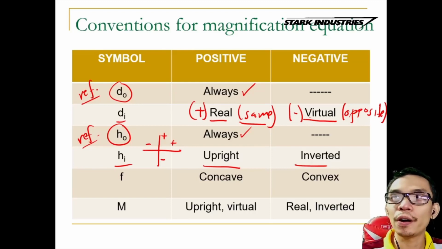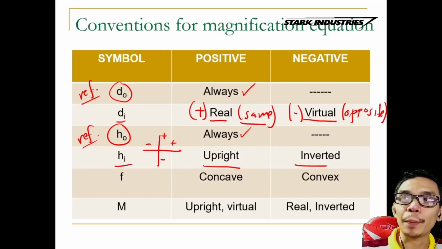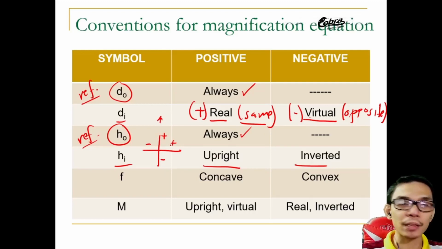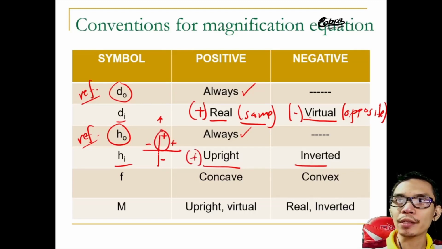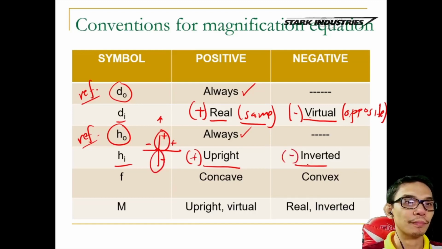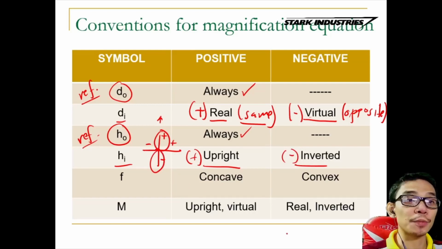So it means that if it is upright, it goes up there. So if the object or the image is upright, then that is positive, as in the Cartesian plane, this one. Now if the image is inverted, then it is something like here, so that will be negative. Okay, next one. How about the concave and convex mirror?